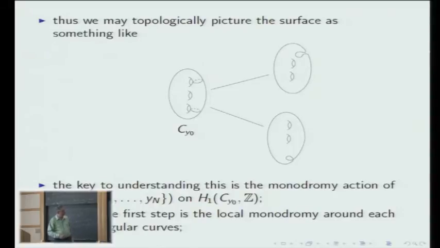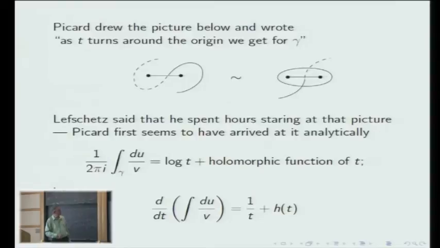So a key to understanding this thing is the monodromy. How does the fundamental group act on the homology? You take out the singular fibers, you're left with a fiber bundle in the sense of topology. So the fundamental group of the base acts on the homology of the fiber. What is that action? That was the key. First step is to find the local action around the singular curve.